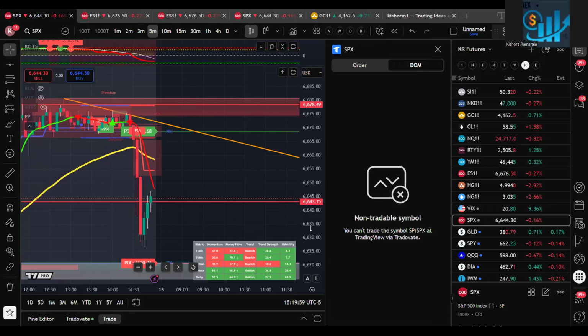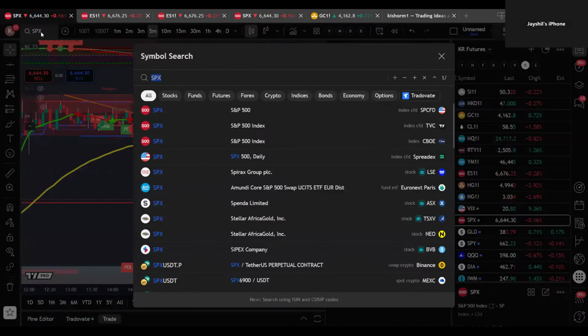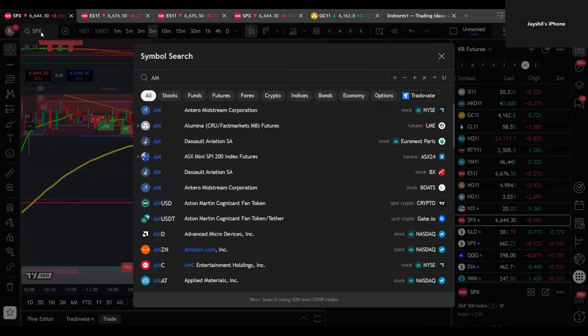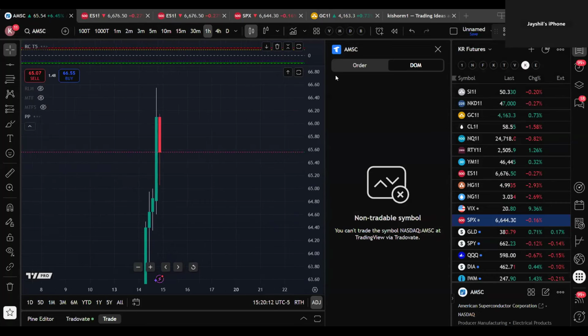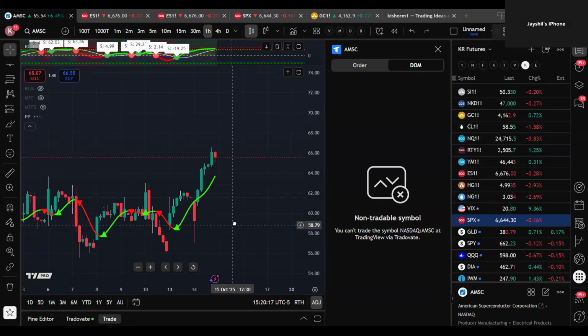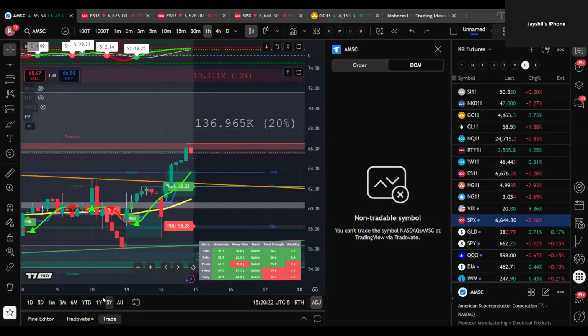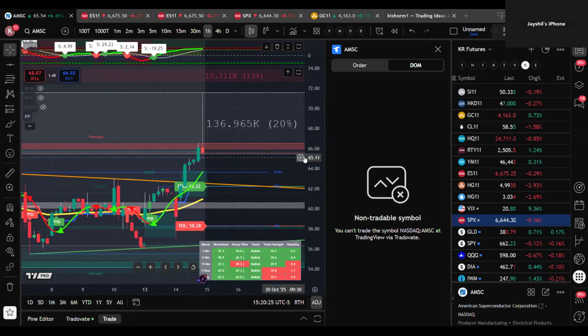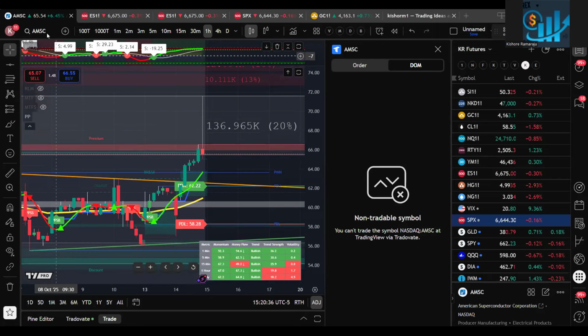Just want to know about the AMSC and Tesla targets. AMSC, that's American Superconductor. It can go all the way to $72. You can have 72 as the target for AMSC.